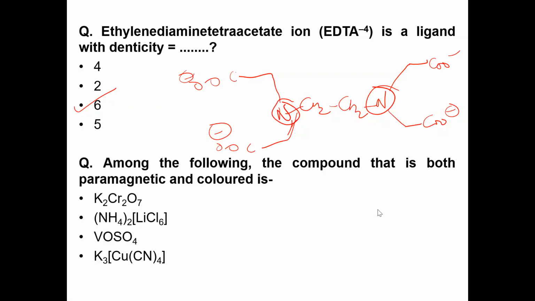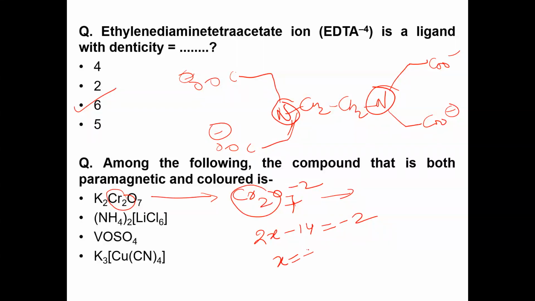Okay, the next one is among the following, the compound that is both paramagnetic and colored. Okay, so what you have to do, you have to just draw the electronic arrangement of each metal here. Okay, if I talk about here, this potassium is 2 positive, right? So the anion will be Cr2O7 minus 2, right? And what will be the oxidation state of chromium here? That will be 2x minus 14 equals minus 2. That is plus 6.